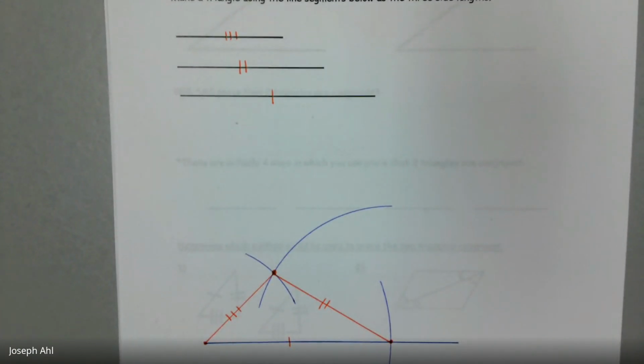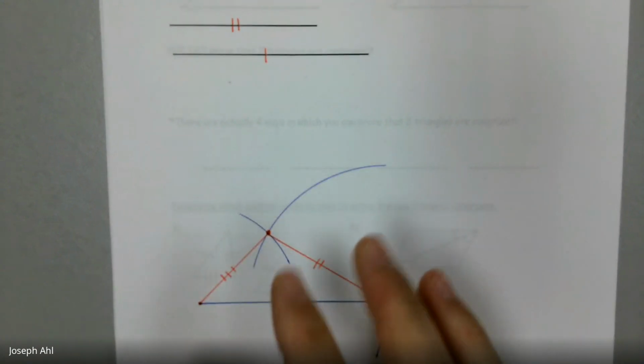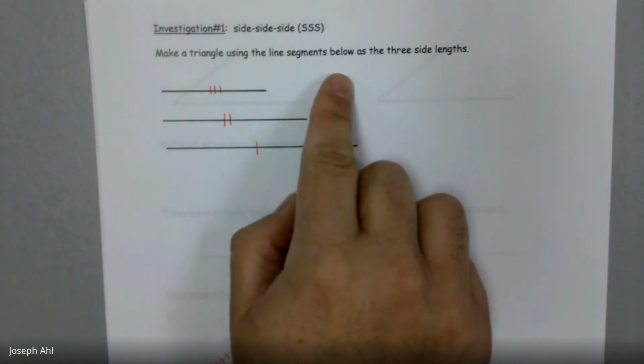What I was saying before is if I were to walk around right now and look at your pages, I bet everybody has something maybe a little bit different. Maybe your line wasn't this close to the bottom. Maybe it was drawn at an angle. But no matter what, if I were to walk around and measure these three sides, everybody's three sides should have the same length as these three sides.